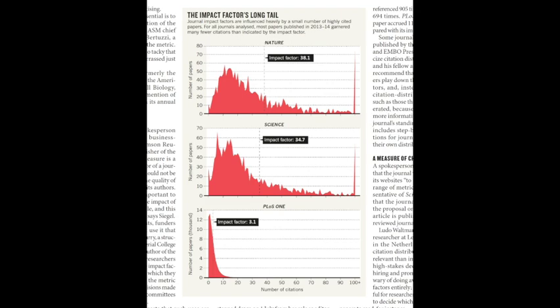In PLOS One, we also see the dashed line indicating the impact factor of 3.1, and it's closer to the middle than it is in Science or Nature, but there's still a lot of articles that have fewer citations than the average. So it's not an even distribution. It's a skewed distribution towards the lower citation side. And so the takeaway from this graphic is that just because an article is published in Science or Nature doesn't guarantee that it's going to get a lot of citations.